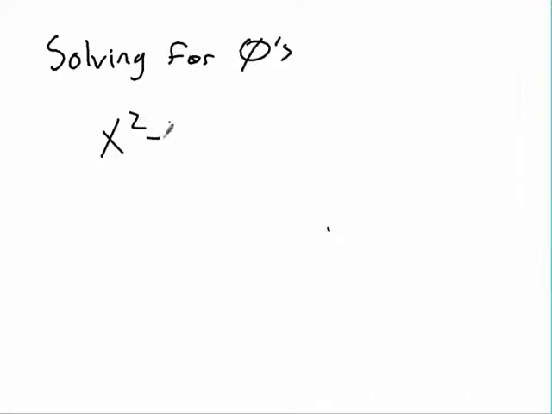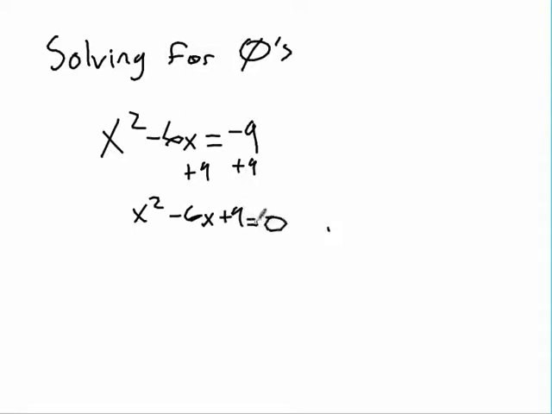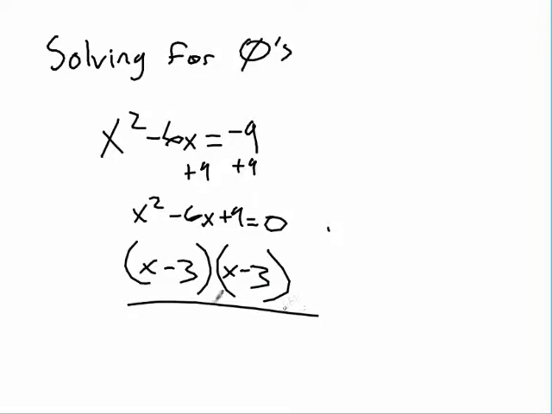Open this problem, x squared minus 6x equals negative 9. Add 9 to each side, you get x squared minus 6x plus 9 equals 0. You factor that out, you get (x minus 3)(x minus 3). Make your t-chart. Since they're the same, you really don't have to do the other side to get your answer yet. If you want, you can.